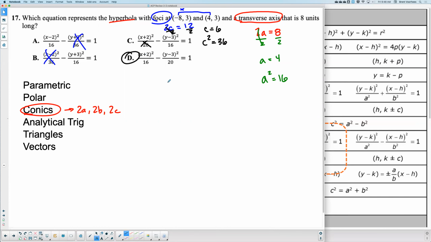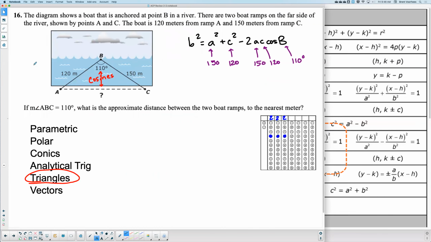By the way, this one was only scored correctly 58% of the time. 16, believe it or not, is low. 49%. Only 49% got that right.